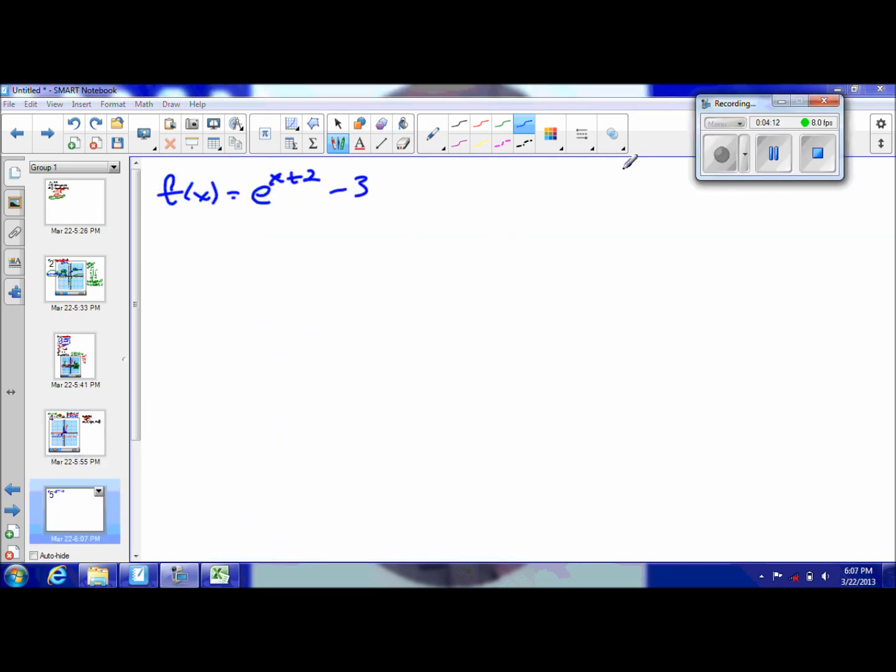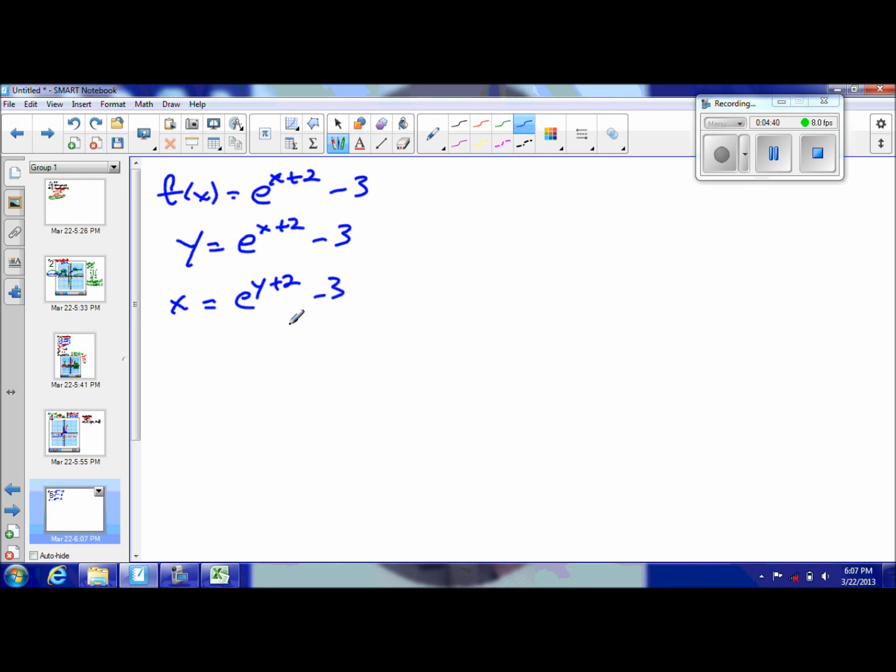The next thing they want me to do is calculate the inverse, and I need to do that algebraically. So I'm going to change my f of x to y. So y equals e to the x plus 2 minus 3. And now I'm going to switch my x's and y's. So x is equal to e to the y plus 2 minus 3. Now I need to solve for y.